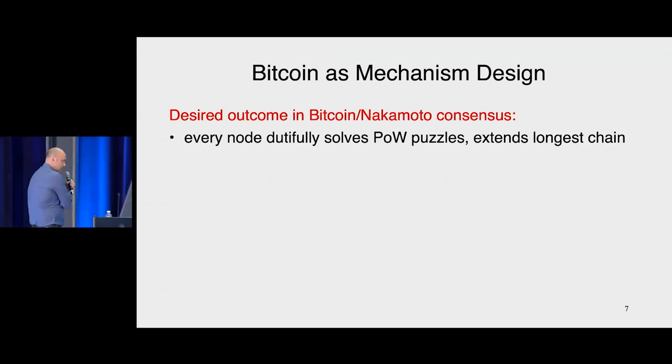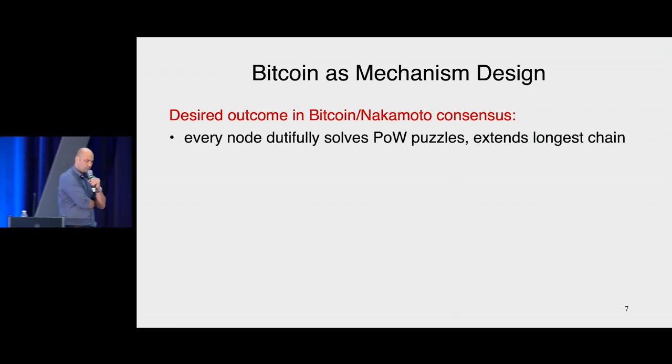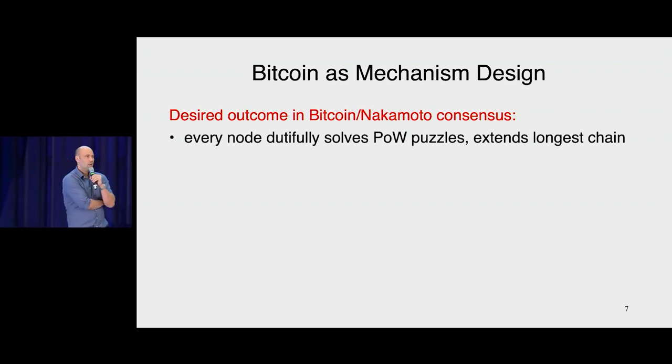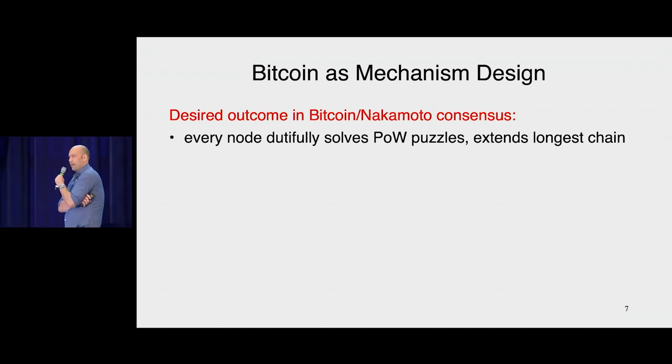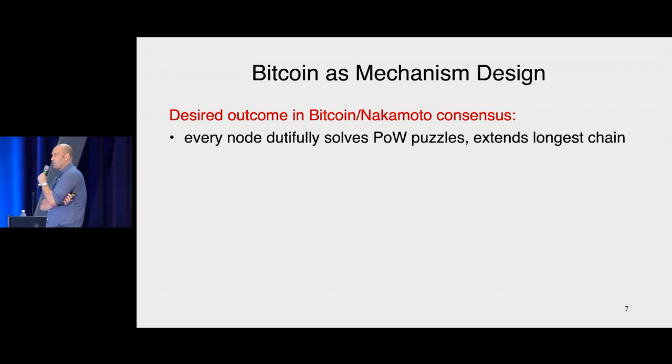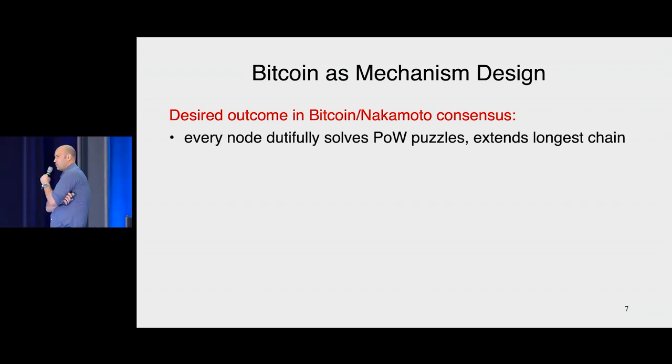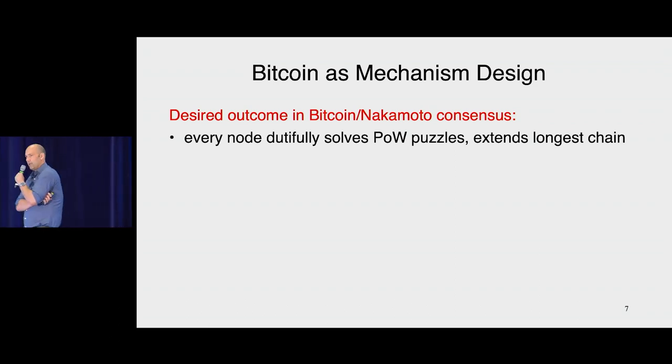So for the first example, let's go back to the very beginning. Let's go back to Bitcoin, and let's view it through a mechanism design lens. So what would be the outcome that we're looking to incentivize? Well, we'd like all of the nodes running the protocol to run it as we intended, meaning they should all be working hard to solve their proof of work crypto puzzles. They should all be trying to extend the end of the longest chain.